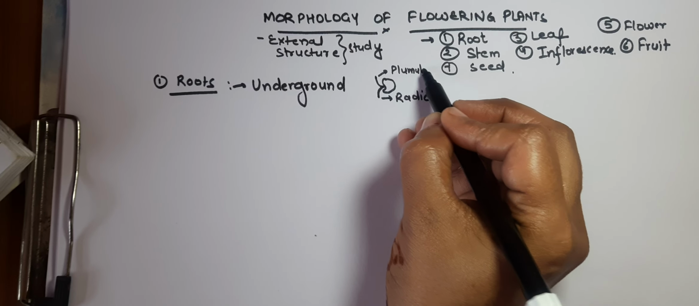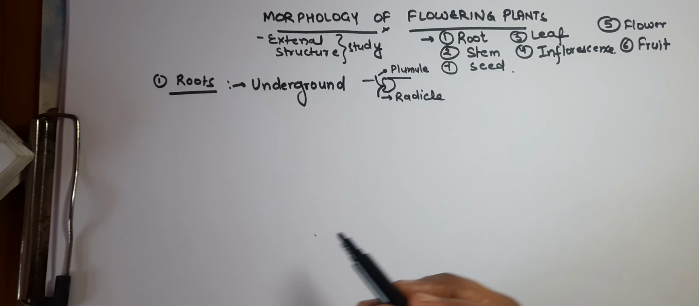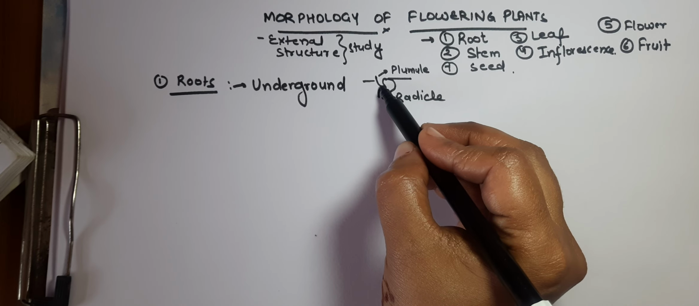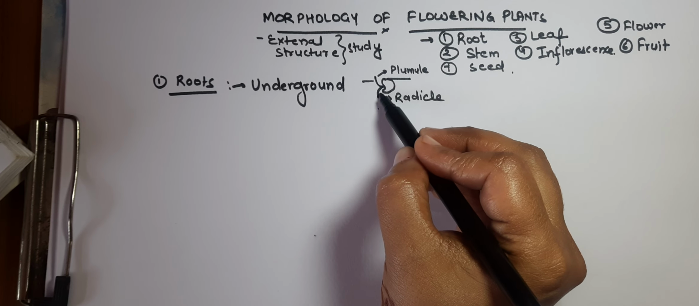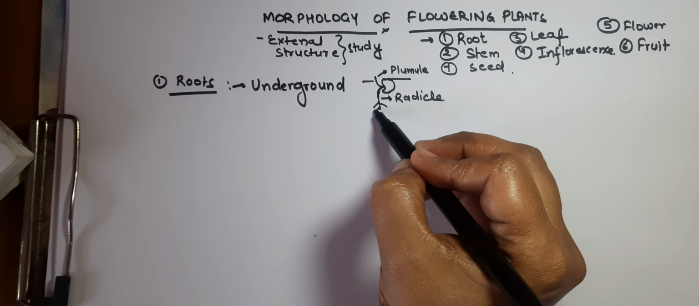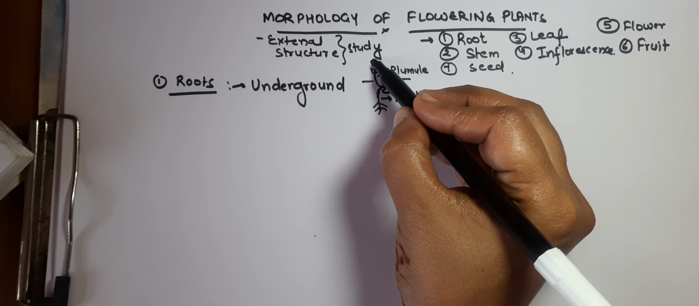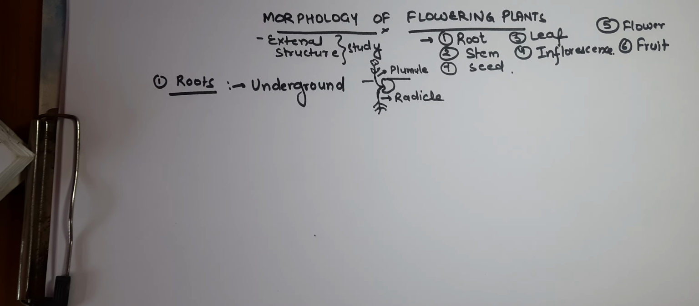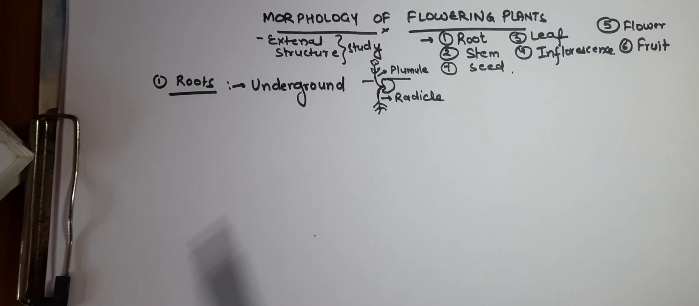The seed is inside the soil. So what will happen? The portion that is below the soil, that is underground, the radicle, will develop into the roots. And the plumule will grow further and give rise to the aerial portion of the plant. So the root is developed from the radicle and it is the underground part of the plant.